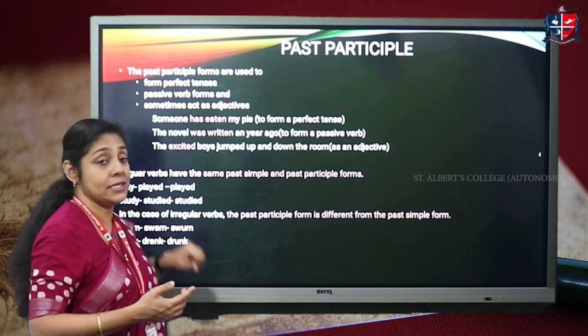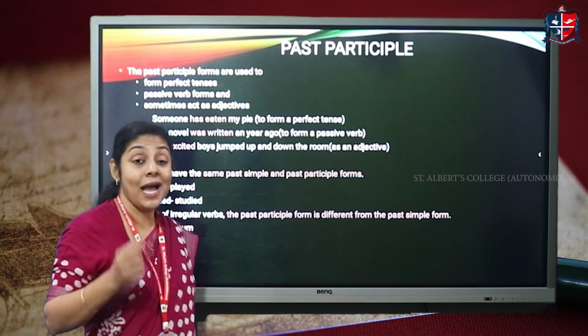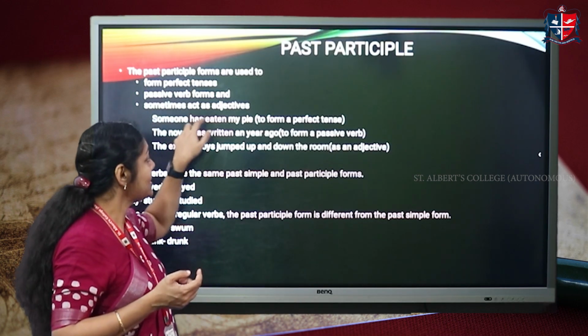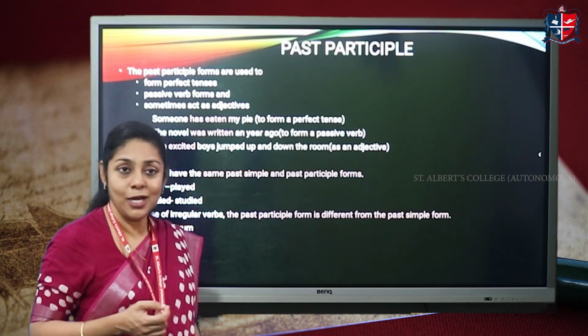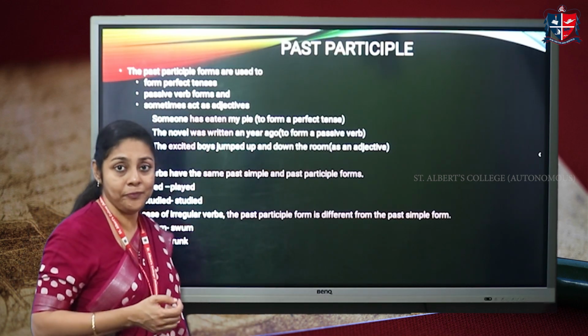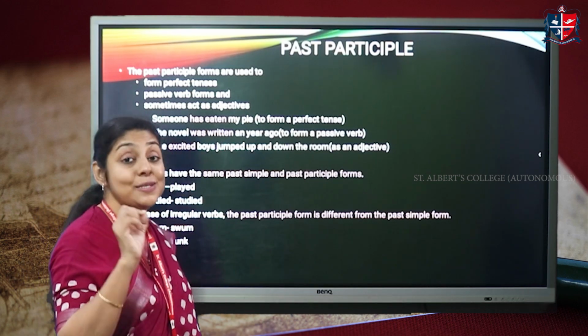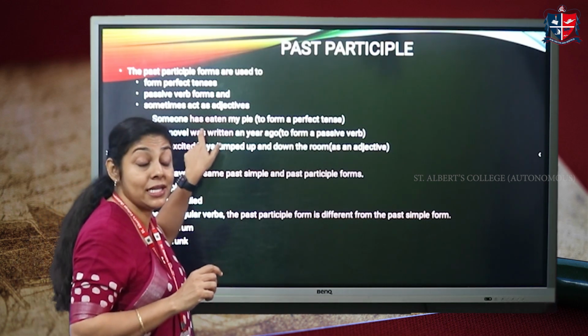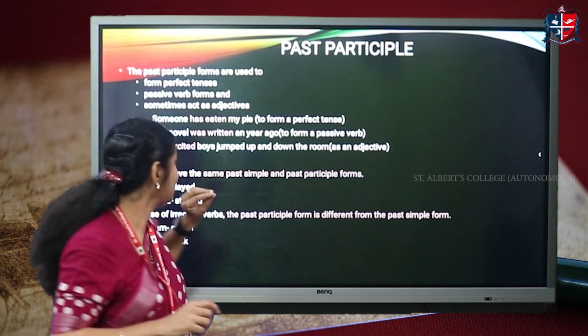Now look at these sentences given here. Someone has eaten my pie. In this particular sentence, has eaten is a perfect tense, right? And the word eaten is a past participle, right? So here we see that it is used to form a perfect tense.